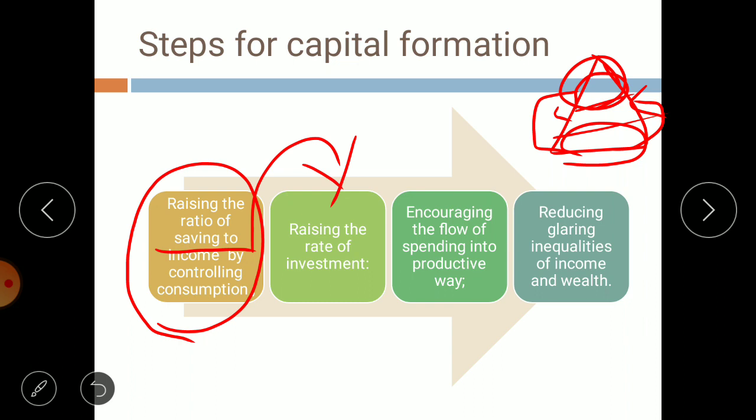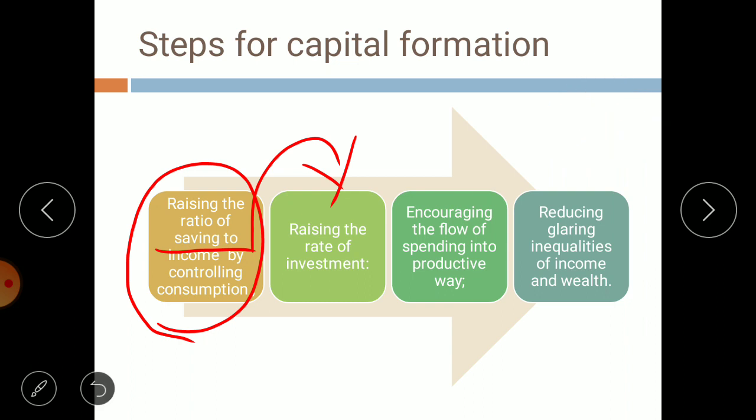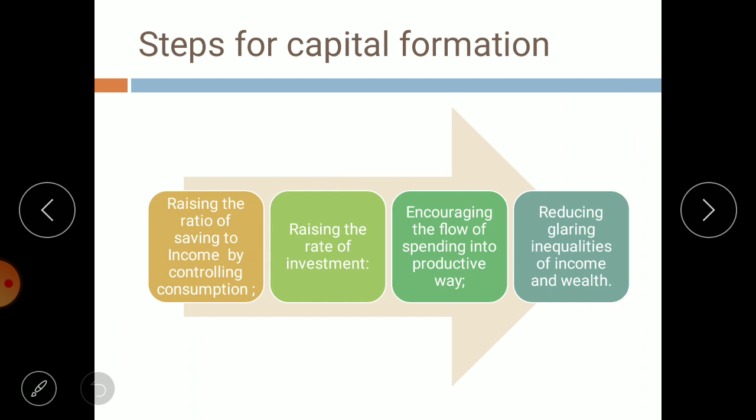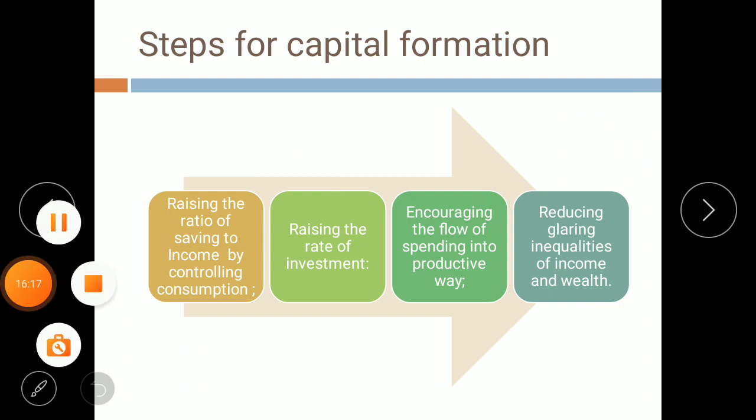So these are the 4 steps of capital formation. First is raising the ratio of savings to income by controlling consumption. Second one is raising the rate of investment. Third one is encouraging the flow of spending into productive ways. And the fourth one is reducing the glaring inequalities of income and wealth.